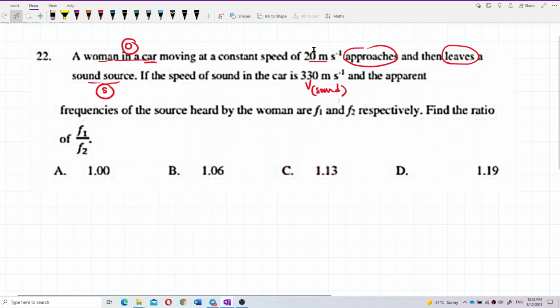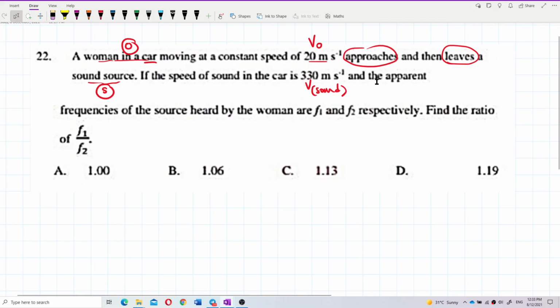What is this constant speed 20? This is the speed of the woman in the car. So this is the observer, so this is the observer speed. Write that down. This is the observer VO, observer speed.